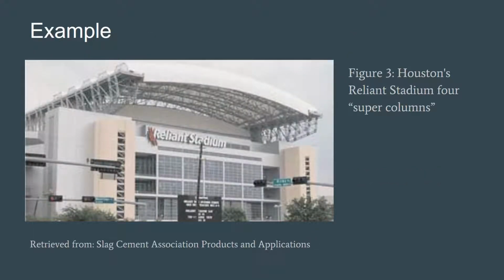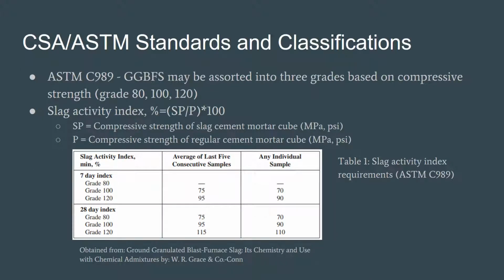This is the Reliance Stadium in Houston, built with high-performance concrete created with steel slag cement, creating 4 super columns that support the retractable roof. There are many standards and classifications created by the Canadian Standards Association as well as the American Society for Testing and Materials for different cement mixtures.